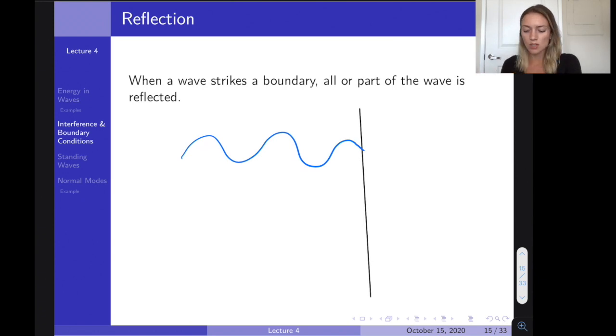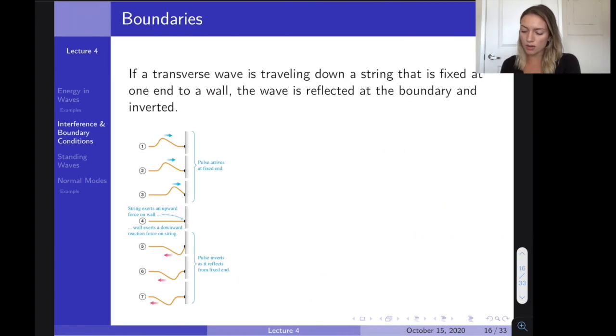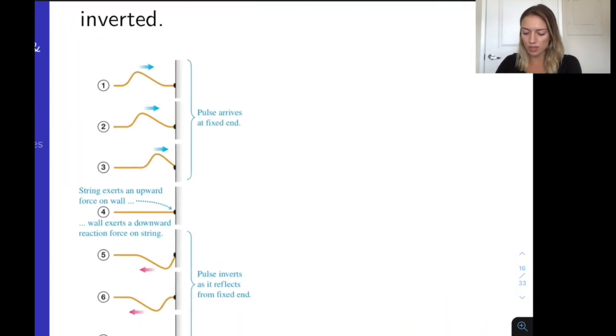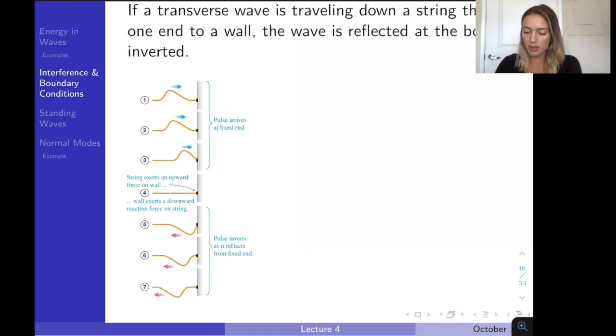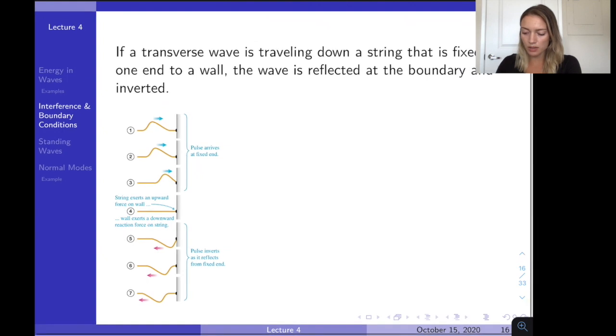in order to know how it's going to be reflected. So let's look at a wave on a string, a transverse wave that's traveling down some rope, and when it hits its boundary, it cannot move. So here it's fixed at the wall. So this point here will not move. Now we can use what we learned about interference, and we can figure out what's going to happen.